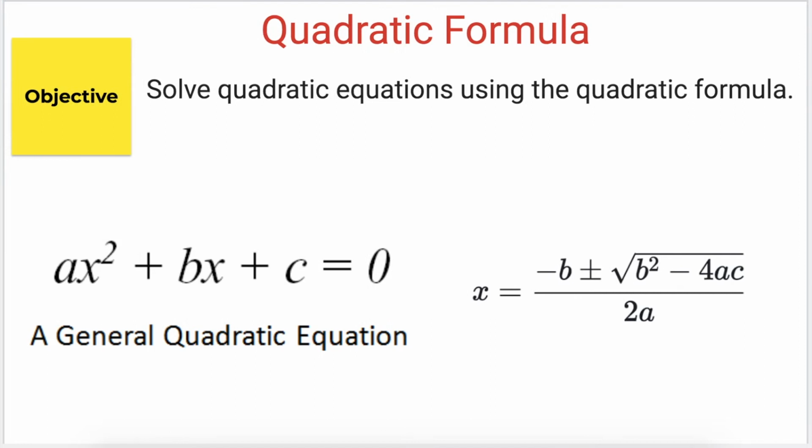The objective for today is to solve quadratic equations using the quadratic formula. A general quadratic equation is ax squared plus bx plus c equals 0. And so we want to look for these coefficients a, b, and c and plug them into the quadratic formula that's shown here on the right side. I'm going to show you some tips that are going to make this process a little bit easier.